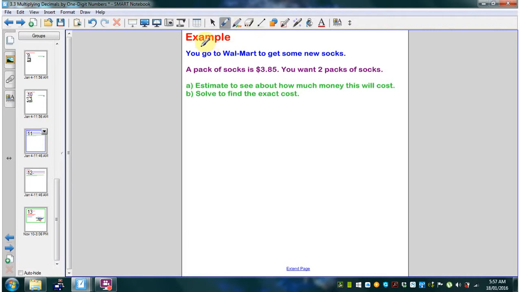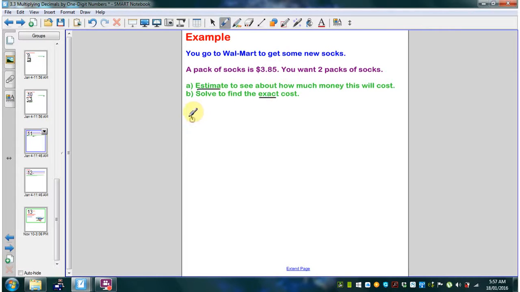Okay, so you go to Walmart to get some new socks. A pack of socks is $3.85. So 3.85. You want 2 packs of socks. So A, estimate, so we can round with this to see about how much money this will cost. So this is rounding. And B, solve to find the exact cost.